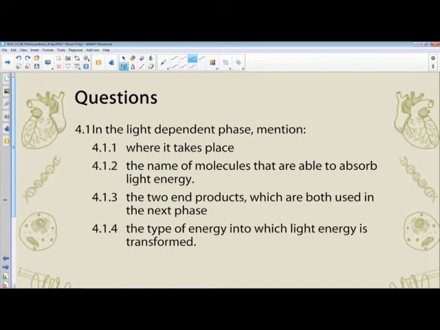4.1.2. Name of the molecule that is able to absorb light energy. 4.1.3. The two end products which are both used in the next phase. 4.1.4. The type of energy in which light energy is transformed.